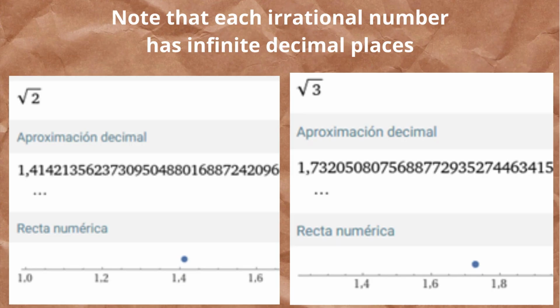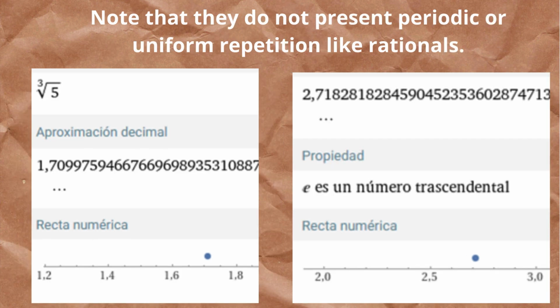Note that each irrational number has infinitely many decimal places, as the root of 2 and the root of 3, which we present here with 35 decimal places. Note that they do not present periodic or uniform repetition like rationals. Here we have the cube root of 5 and Euler's constant e.